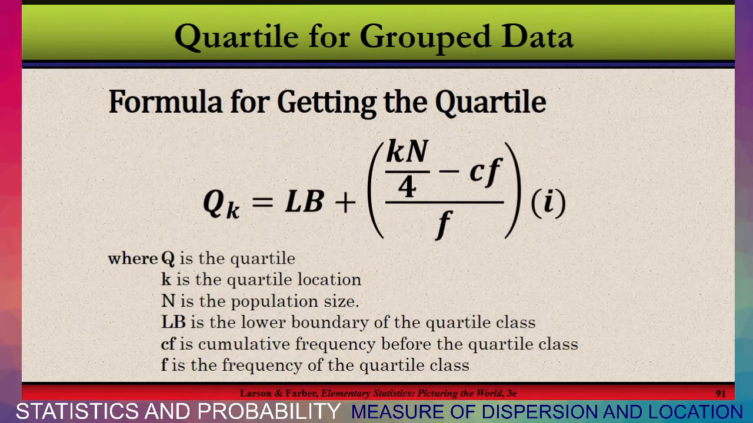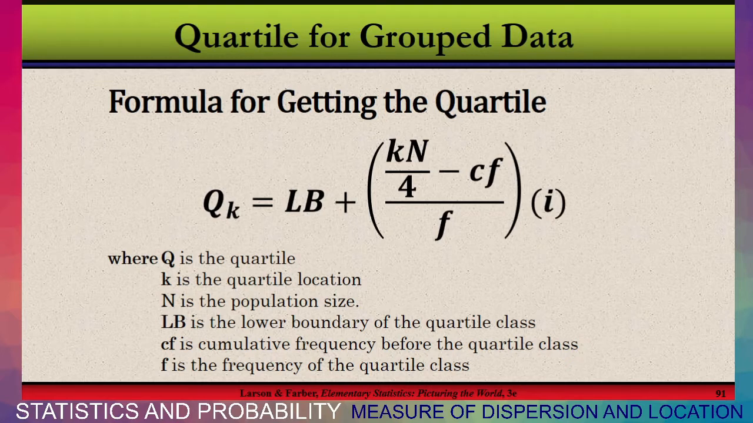Ito naman yung formula for getting the quartile. Q sub K is equals to LB plus the quantity of K n over 4 minus CF all over F, close parenthesis times the quantity of I. Where Q is the quartile, K is the quartile location, N is the population size. LB is the lower boundary of the quartile class. CF is the cumulative frequency before the quartile class. F is the frequency of the quartile class.